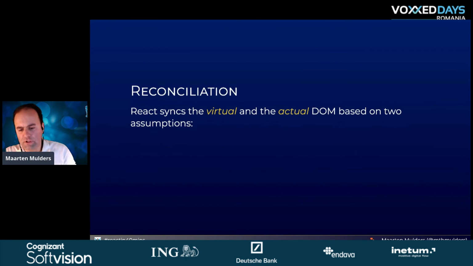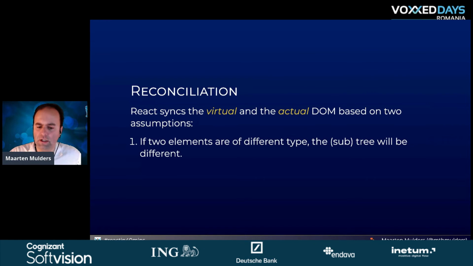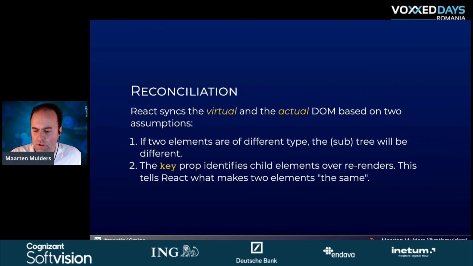Those changes are executed, and that's what makes React a very efficient library. This process is called reconciliation, syncing the virtual and the actual DOM, and it is based on two major assumptions. The first assumption is that if it sees an element of type A, and then the next render returns an element of type B, it assumes that the subtree will be completely different. And the second assumption is that if you re-render a component with child elements in an array or something, those child elements must have a key property to identify those child elements. That one is actually necessary to tell React what makes two elements the same or different.